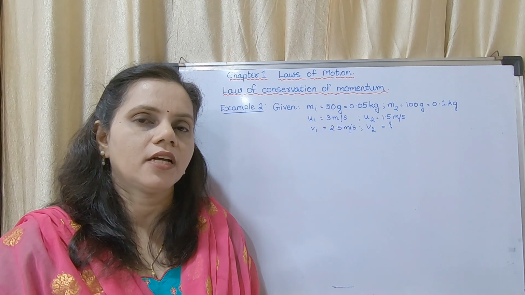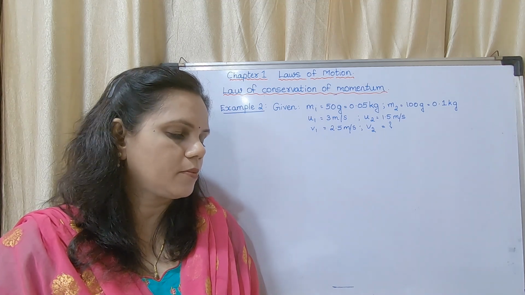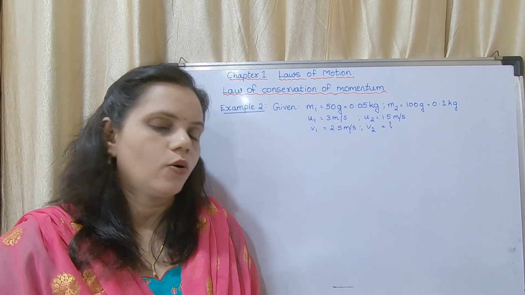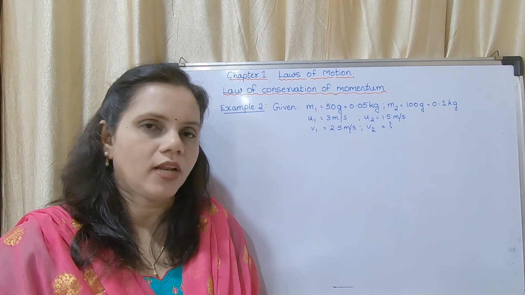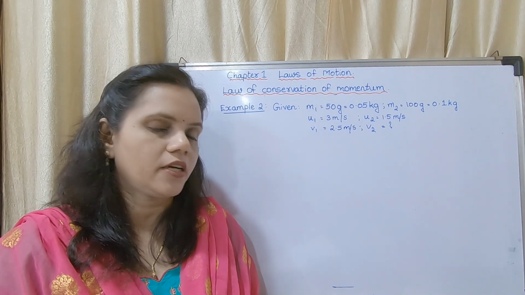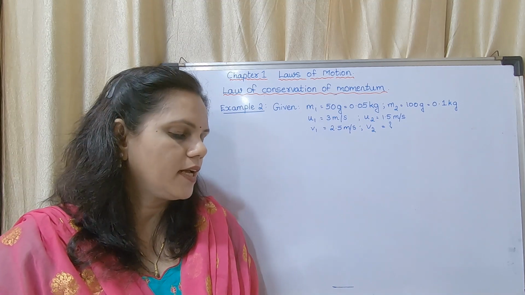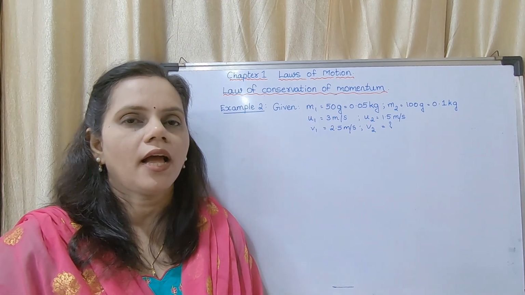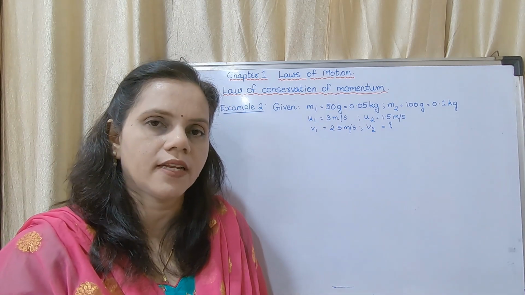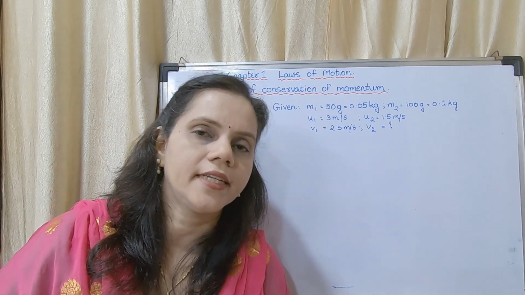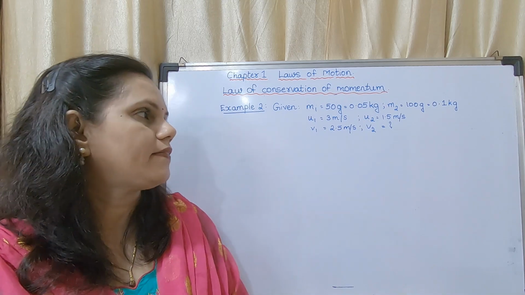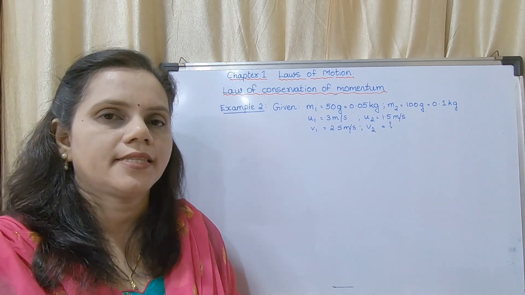So the initial velocity of the first ball is 3 meter per second, and the initial velocity of the second ball is 1.5 meter per second. After collision the first ball moves with a velocity of 2.5 meter per second. Calculate the velocity of the other ball after collision. So they have given the initial velocities of both balls and the final velocity of the first ball, but they haven't given the final velocity of the second ball.